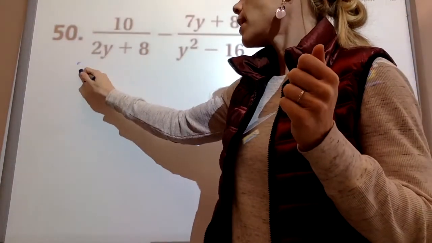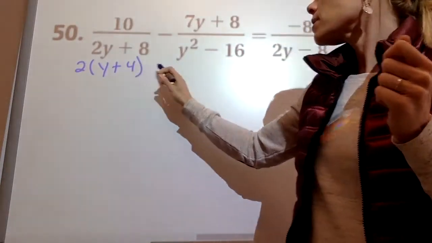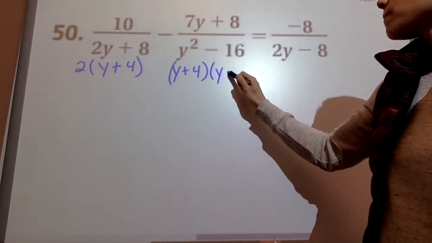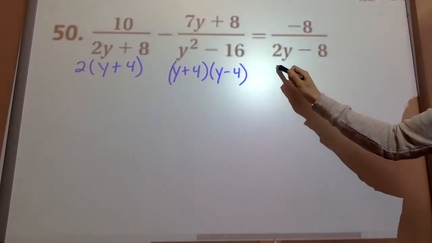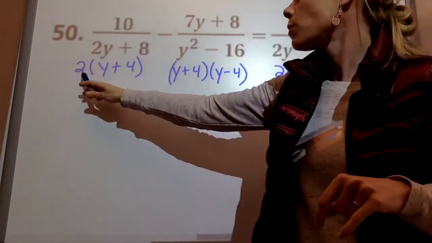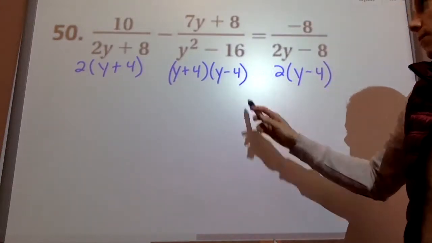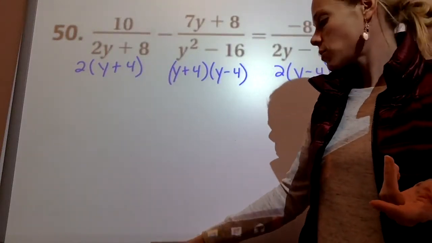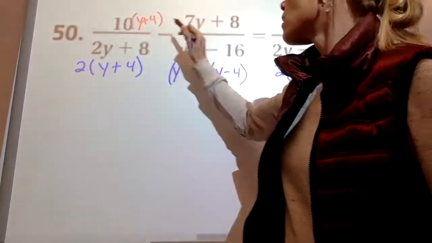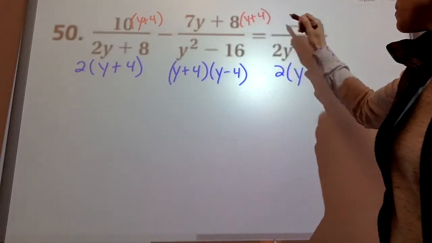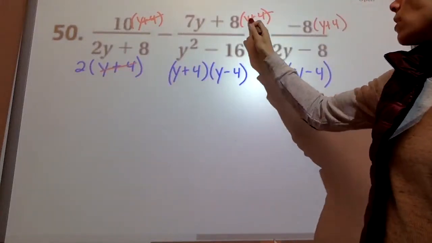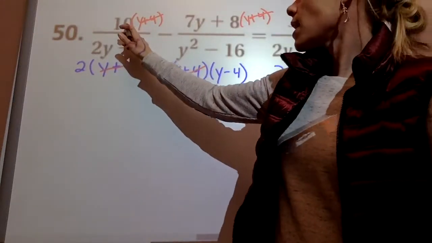So this one I can factor out a 2. This one is difference of squares: y plus 4, y minus 4. And again, this one, I can factor out a 2. So I actually have 3 things on the bottom. I have 2, y plus 4, y minus 4. So you pick which one you want to do first. Y plus 4, okay? So let's do y plus 4, y plus 4, y plus 4. And again, if it's on top and bottom, it's going to cross off. So then I have 10 over 2.